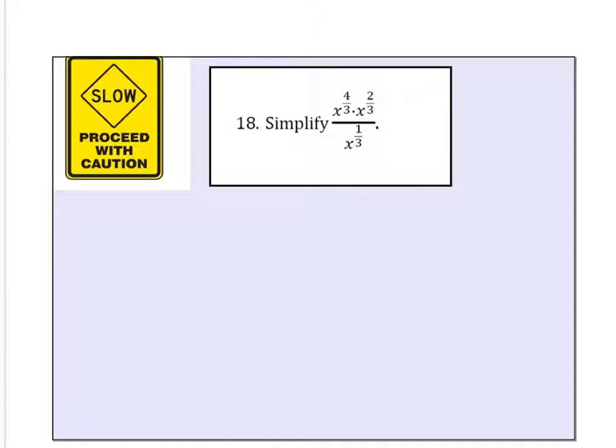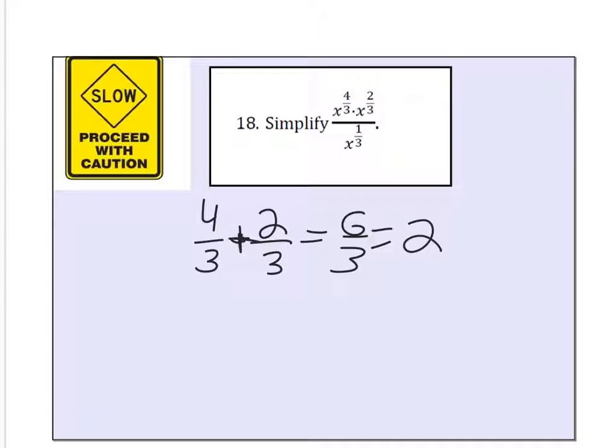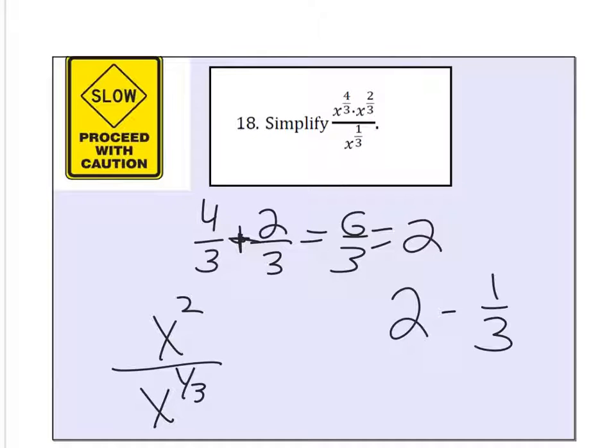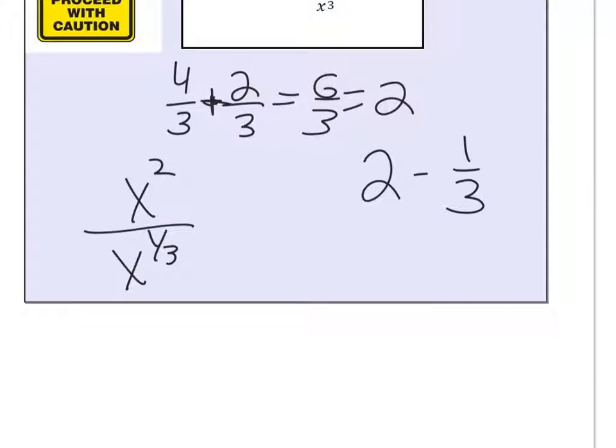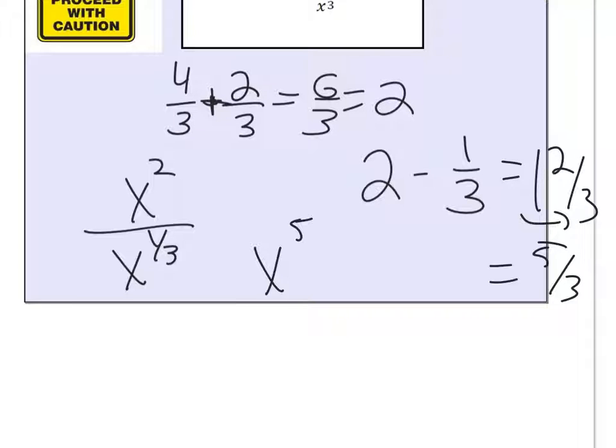So simplify. Ooh, look at this big mess. So top, I have to add those two. I'm multiplying them together, so I add them. Well, I get 6 over 3, which is a nice way of saying 2. So I've got x to the second over x to the 1/3. So then I would subtract those. 2 minus 1/3 would be 1 2/3. As an improper fraction, you know, big number multiplied by a bottom number, add top number. So it's going to be 5 over 3. So my final answer would be x to the 5/3 power.